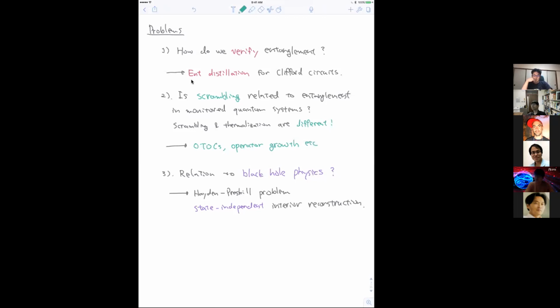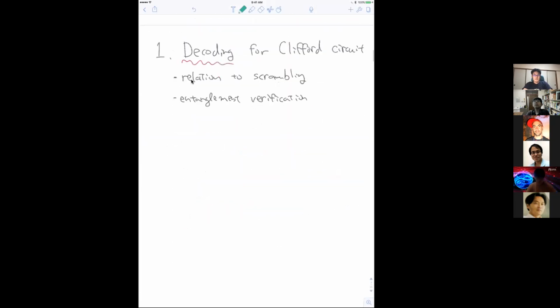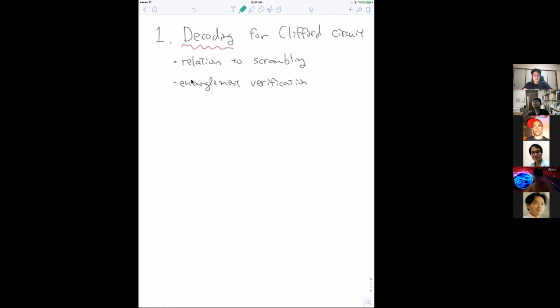Okay, so this observation actually suggests that our previous results on Hayden-Preskill recovery algorithms and so on can actually be used to verify the entanglement in monitored quantum systems. And this goes beyond Clifford as well. And also it teaches us some interesting lessons about the nature of the black hole interiors. Okay, so that's a quick summary of my talk. So now let me move on to the actual content. So I will begin with verification of the entanglement.